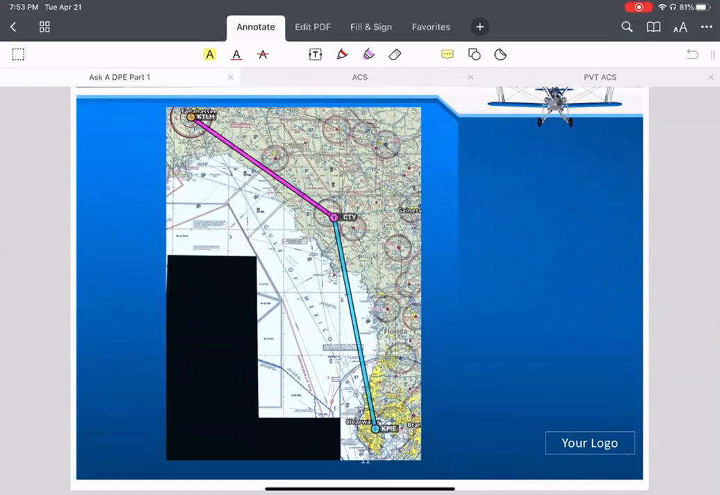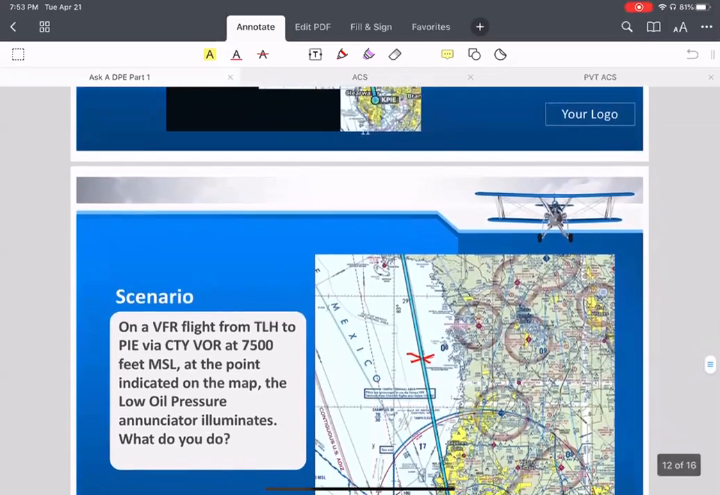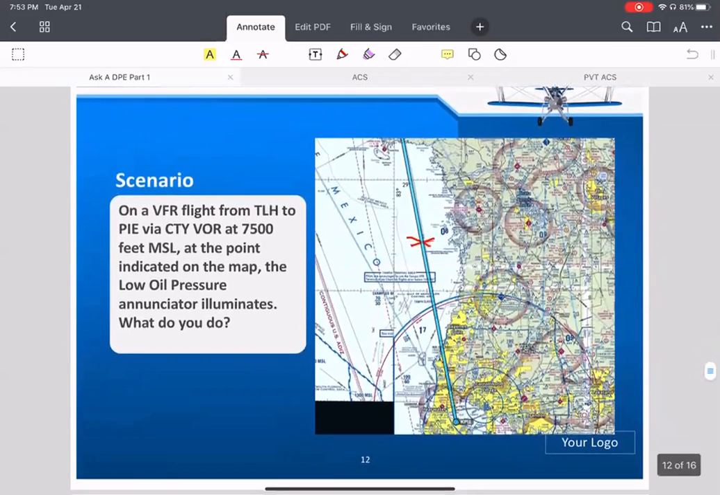basically because the pilot didn't want to be out over open water, wanted to stay in gliding distance. And so here we are. That's where the oil pressure annunciator came on. What do you do? Check your oil pressure gauge. Check your oil pressure gauge. Thank you very much. So many people are immediately going into the emergency landing checklist, etc.